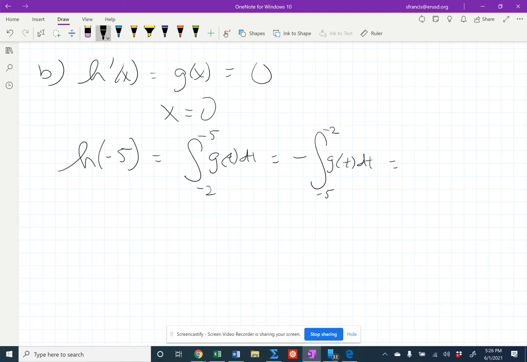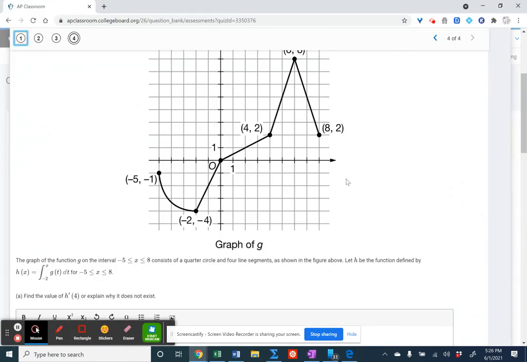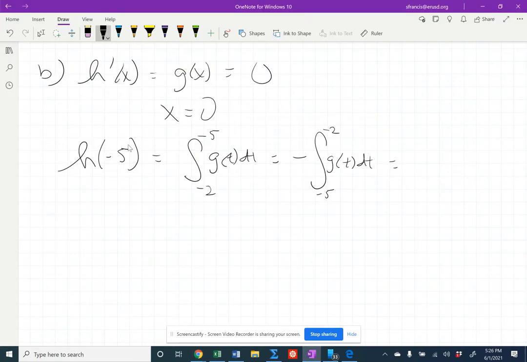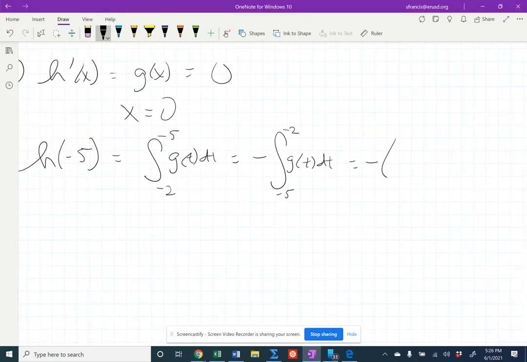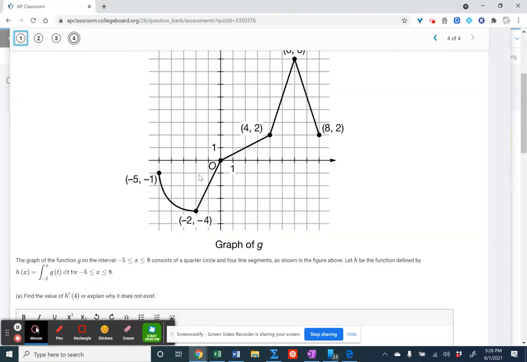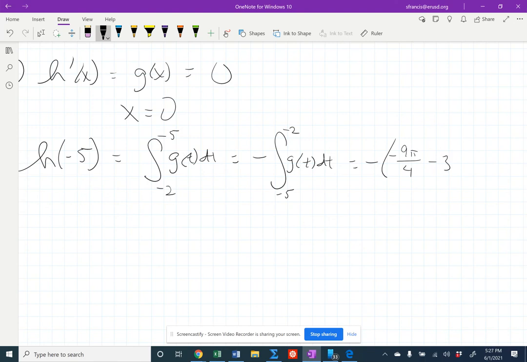And so when I do that, I know what's going on. And then we're going to go find the area of a quarter circle, and then there's a rectangle, and then there's a triangle. So quarter circle of radius 3. We got the negative, and that's below the axis here, so that's already negative. So quarter circle, radius 3, 9 pi over 4, and it's negative because it's below. And then on that same interval, there's a rectangle right here that's 3 more units, so minus 3.